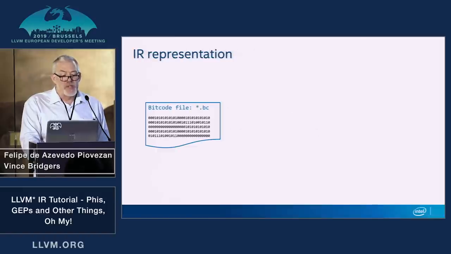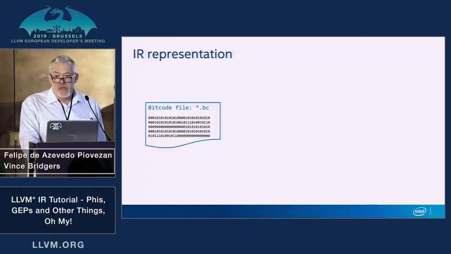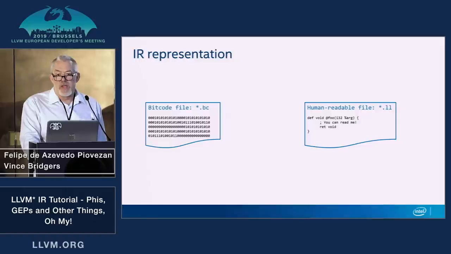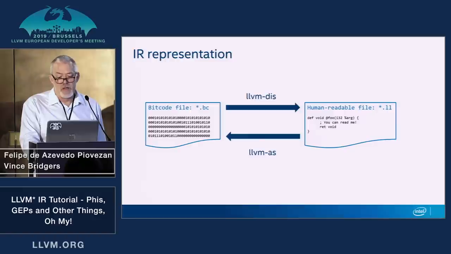So how is IR represented? One way is in bitcode. Another way is in human-readable form that we call LL files. Bitcode files can be converted to LL files using a tool called llvm-dis, and LL files can be converted to bitcode files using a tool called llvm-as. There is another form called the in-memory representation that we will not cover today, but just in case you want to go read about this, you can. The focus of the presentation will be on the LL form. We'll show you some examples, and we'll walk through these with you.